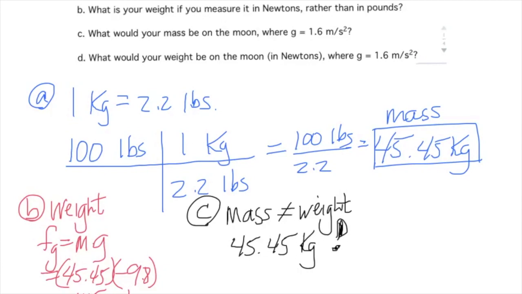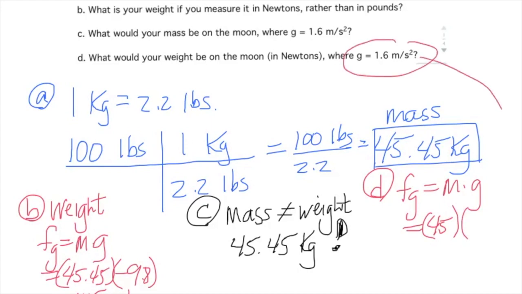And then part D, what is your weight on the moon? Well, your weight would be different, and your force due to weight is going to be mass times gravity. My mass has not changed when I've gotten to the moon, so it's approximately 45 kilograms times gravity on the moon, which is 1.6 meters per second squared. So I take my 45 times 1.6 and I get about 72 newtons.